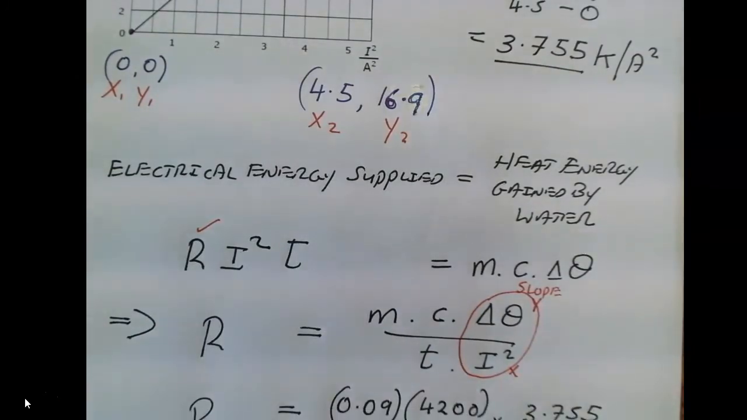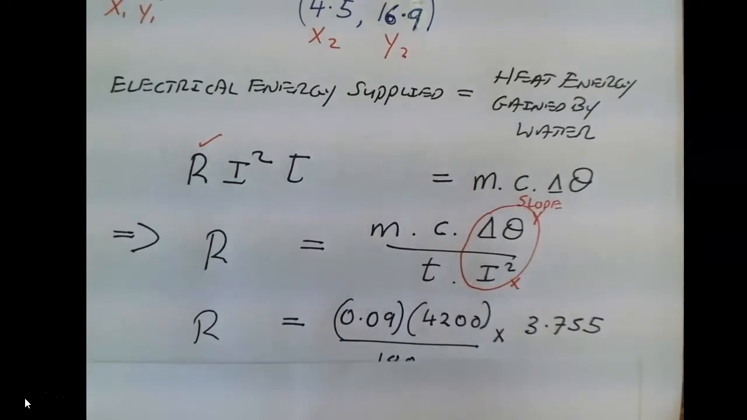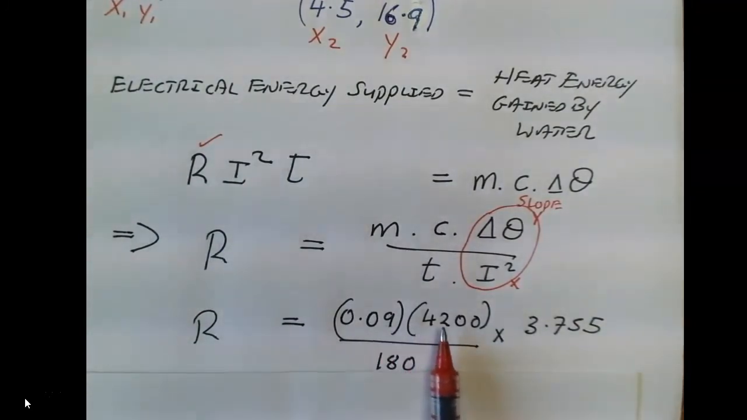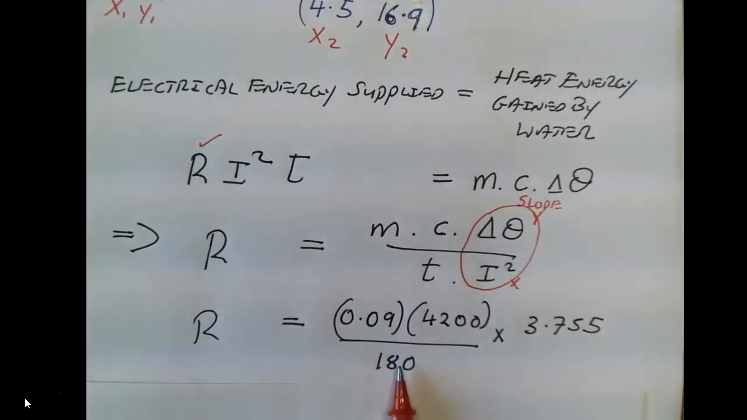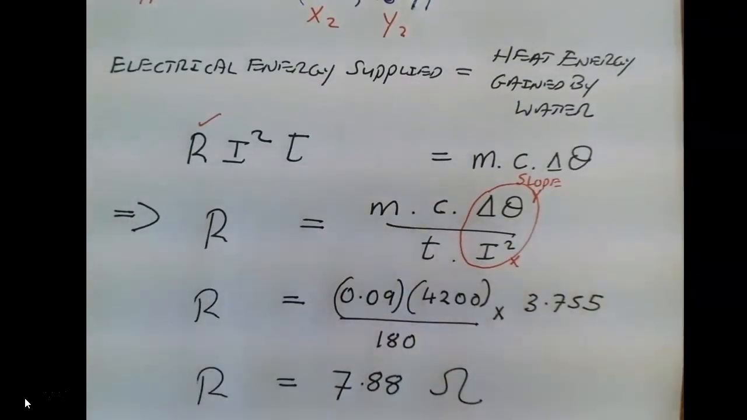So what we do is very simple now. We simply put in the values that we were given. We were told that the mass of the water was 90 grams. We were given the specific heat capacity of the water. We were told 3 minutes, which we bring to seconds, 180, multiplied by the slope of our graph, the slope we calculated earlier, and that turns out as a resistance of just under 7.9 ohms, 7.88 ohms, and that is the final answer there.